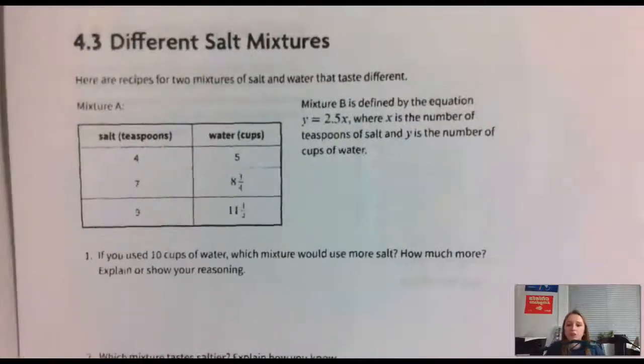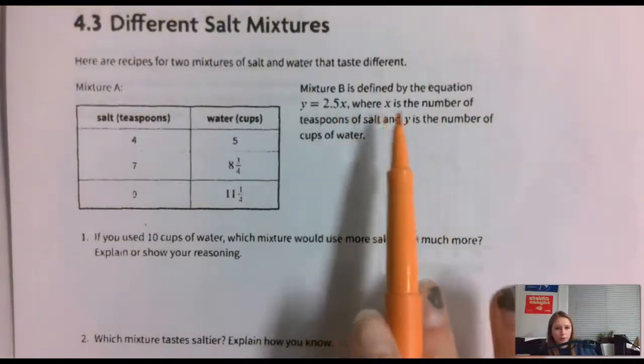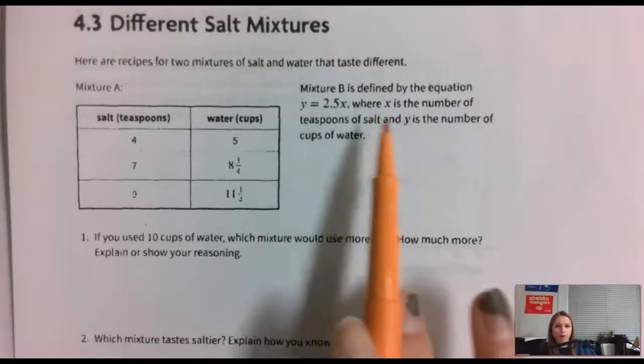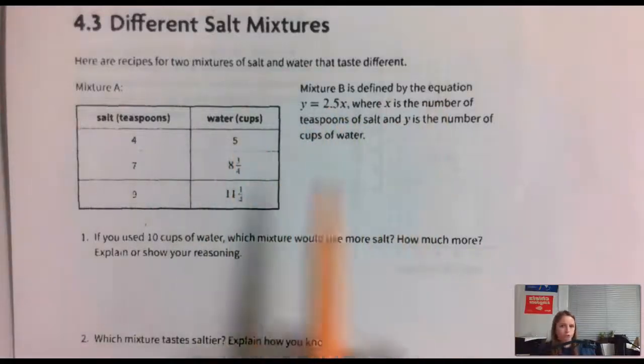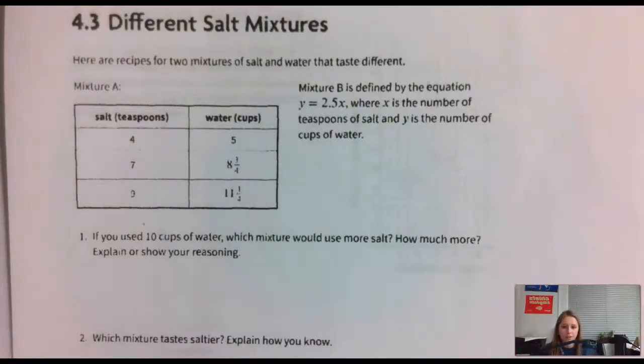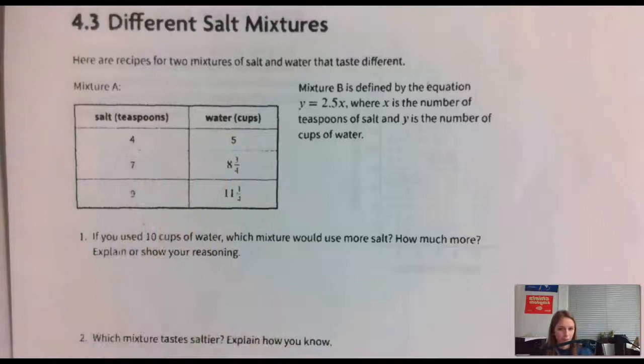Okay, we have two different salt mixtures here. So mixture B has this equation. So x represents salt and y represents water, okay, for this mixture. So we're mixing salt and water. And so that's that equation, and then the other mixture is represented by this table.